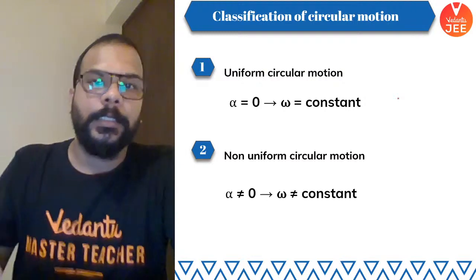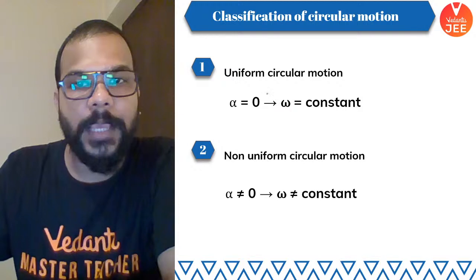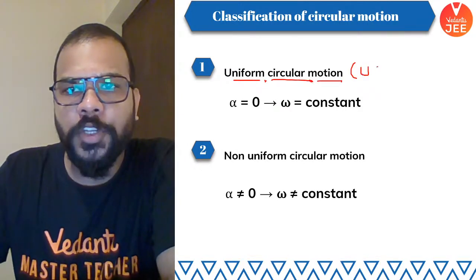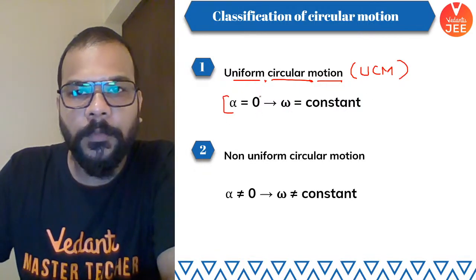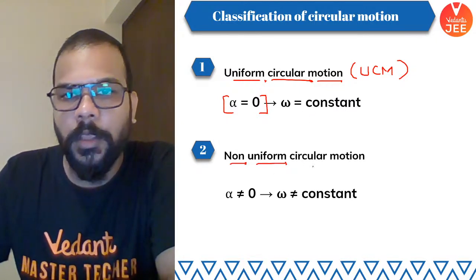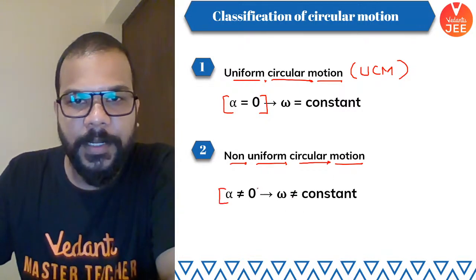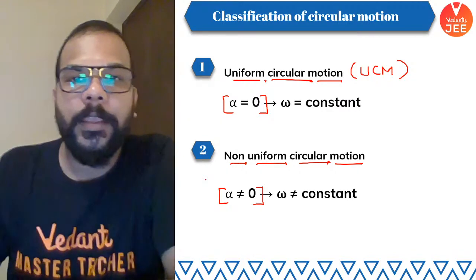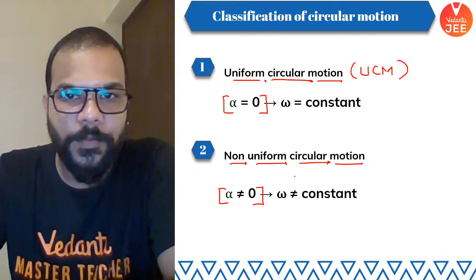Now, depending upon whether omega is constant or not, you have two types of circular motion. First is uniform circular motion, in short called UCM. If your omega is constant, then definitely alpha will be 0. And the other possibility is non-uniform circular motion, where your omega is not constant, so definitely your angular acceleration will not be 0. Now, if you try to remember, this was uniform motion, this was non-uniform motion. That's what we are talking about.